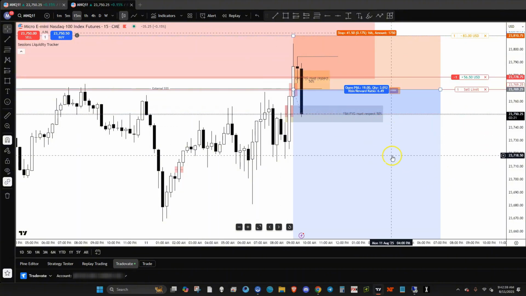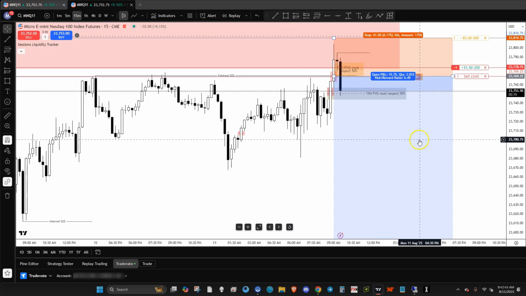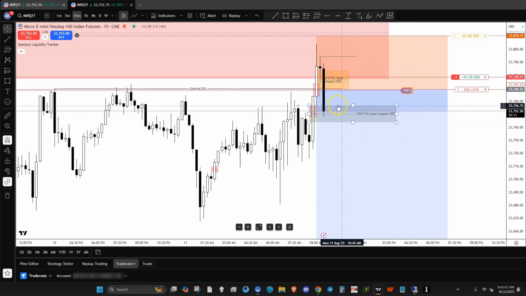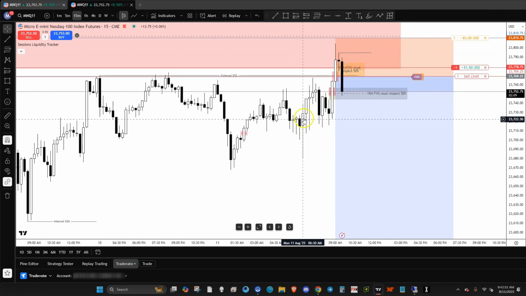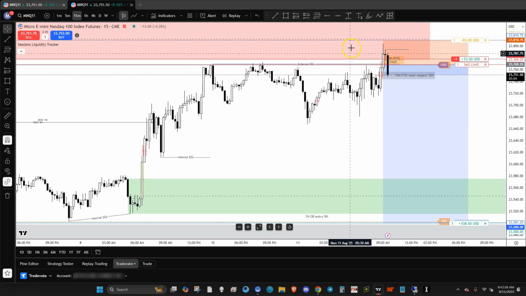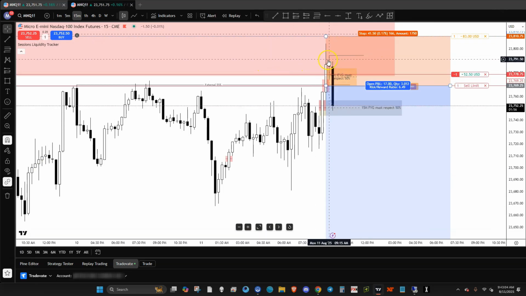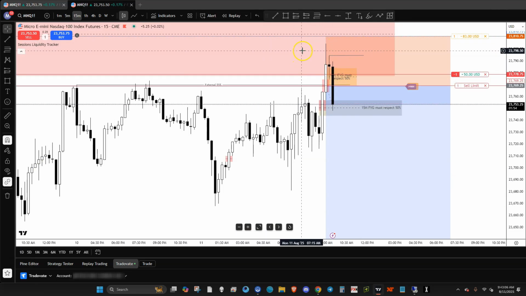This fair value gap, pretty much to be respected, it must respect the 50%, but obviously this is confirming that this is just a raid of liquidity. So I don't just get on this just because. I got in this because we do have an order block at the top. If there was no order block at the top, nothing to tell me this is a possible reversal, I would have never got in here.